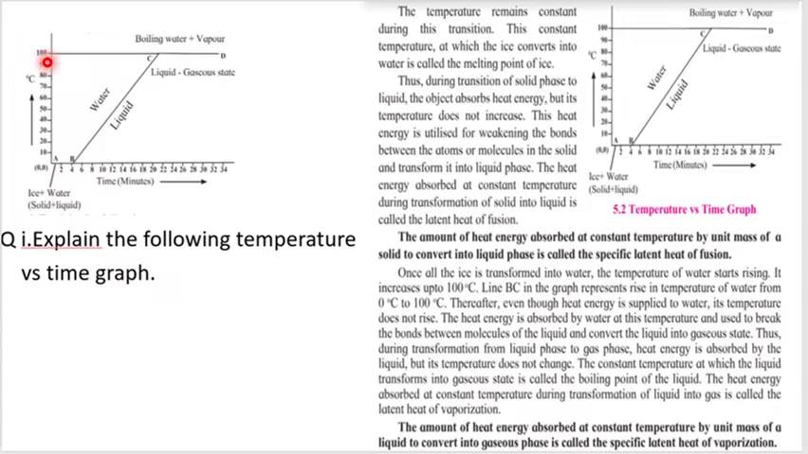Friends, this is the graph of temperature versus time. Here, the line segment AB indicates the temperature of ice remaining at 0 degrees centigrade for a certain period of time. This means that the amount of heat supplied to the ice is entirely used for changing the state of the ice into water.